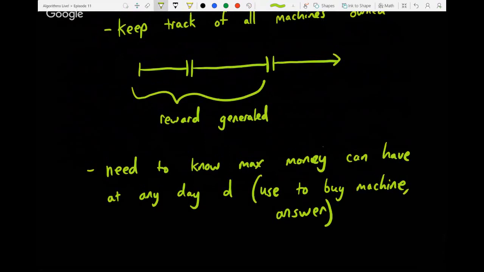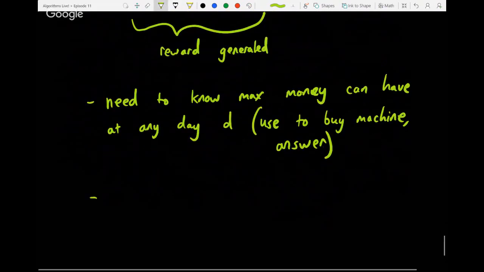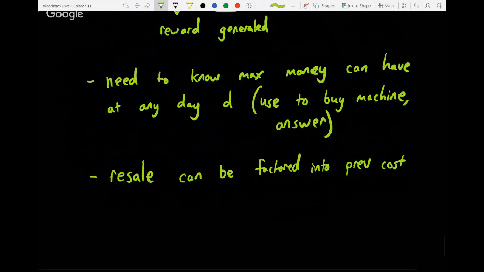So there's this reward generated behind me. After I finished off my last machine, I could sell it back for more money. Well, maybe we don't want to keep track of that. That's annoying to keep track of. What I can do is make the resale value factored into my previous cost. Simplify things. And so you can think of it as like, I got an advance on my resale money before I even sold the machines. I'm just reworking the cost to make my life easier.